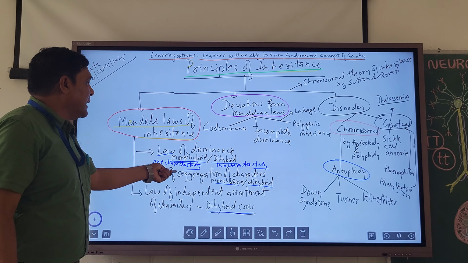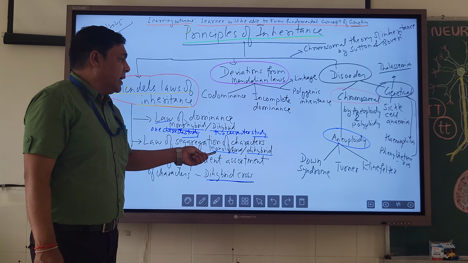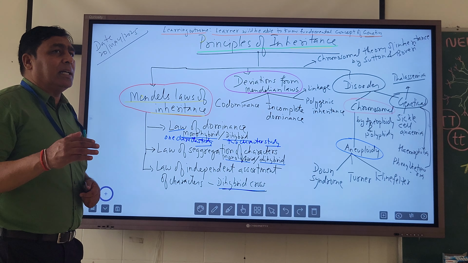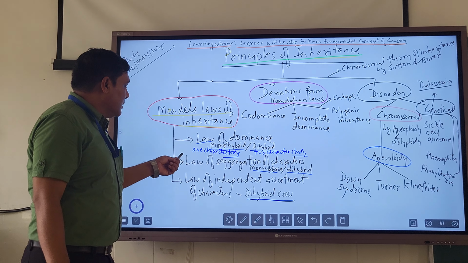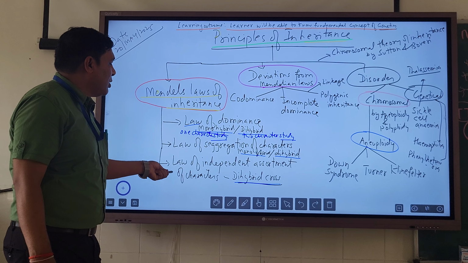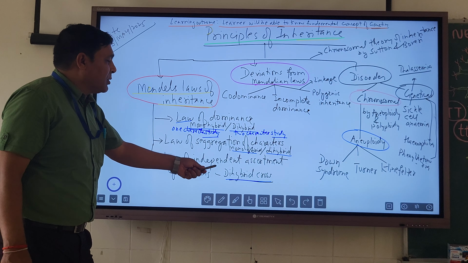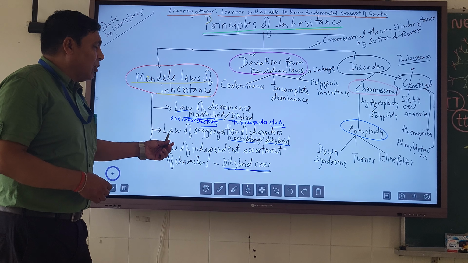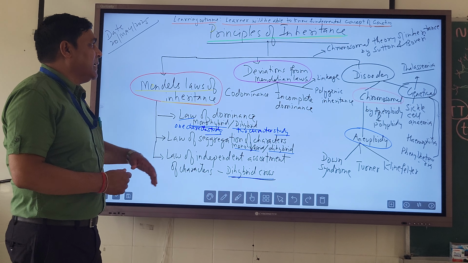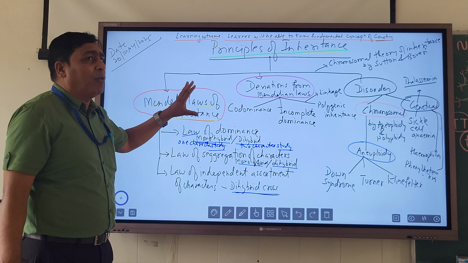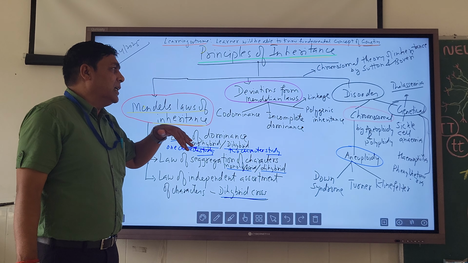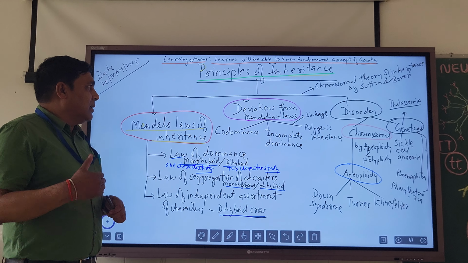Second is the law of segregation of characters. Here we will learn more about it in the next lecture. Third is the law of independent assortment of characters, which is based on the dihybrid cross only. That also we have to learn in the next chapter, because right now I am telling you about what we need to study, and this is an introduction lecture.